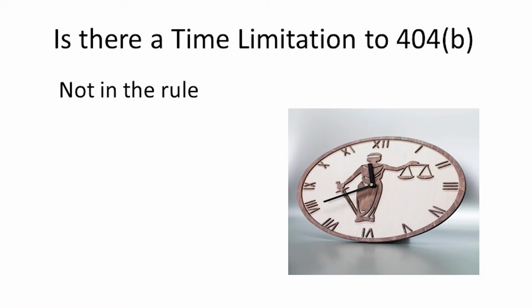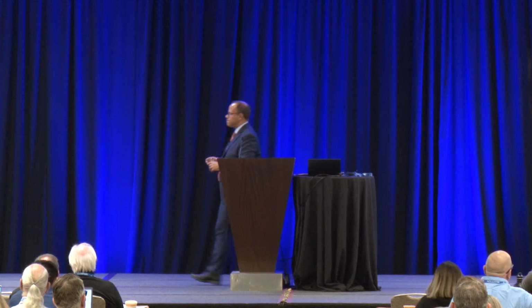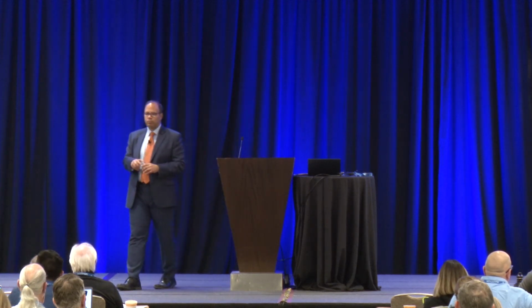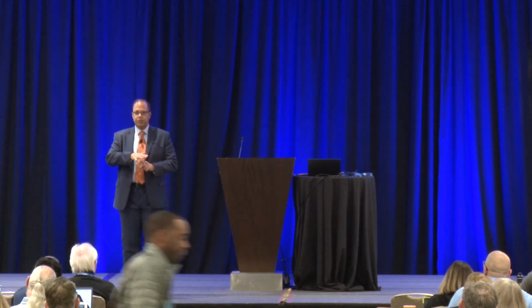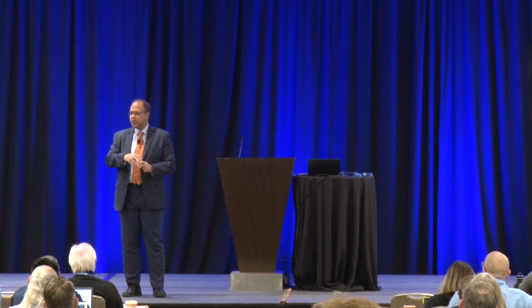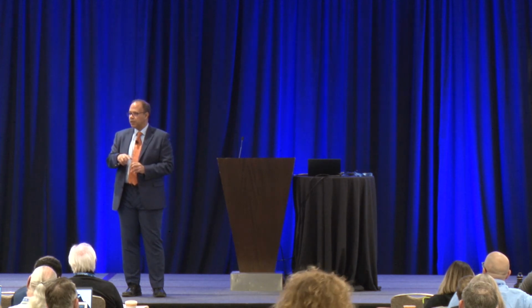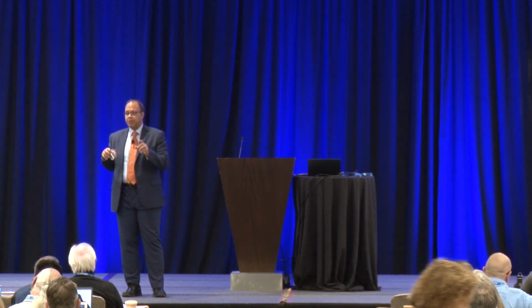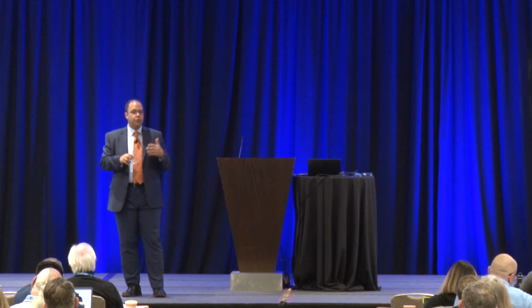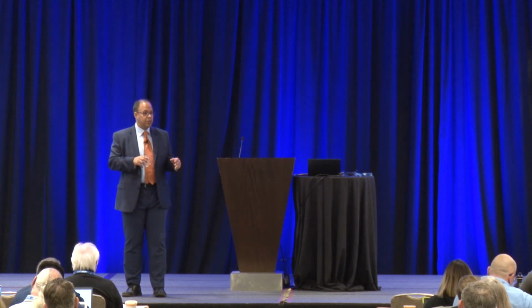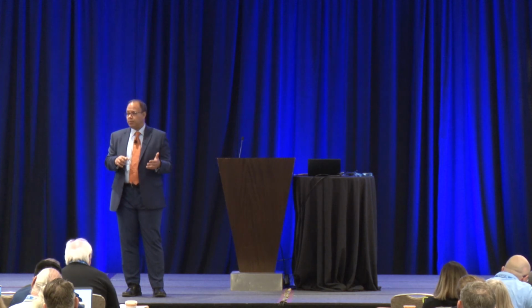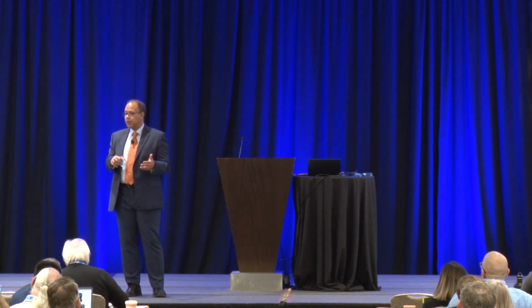Is there a time limitation to 404(b)? No. It's not in the rule. I have seen cases from Oklahoma where a 30-year-old conviction was a prior bad act used under 404(b). All right? So there's no time limit in the rule. You need to know your jurisdiction and your judge. Some judges do have a problem with much older cases, right?